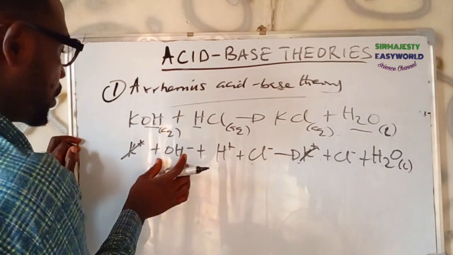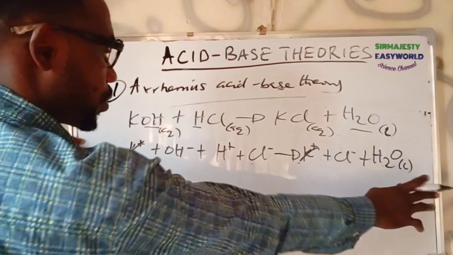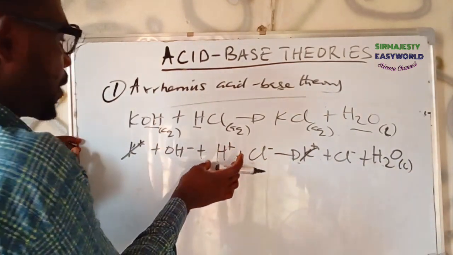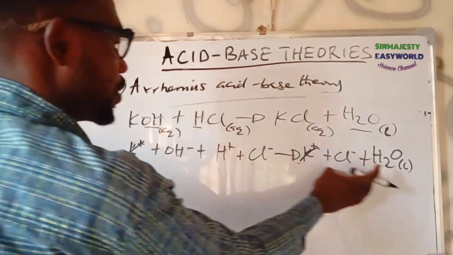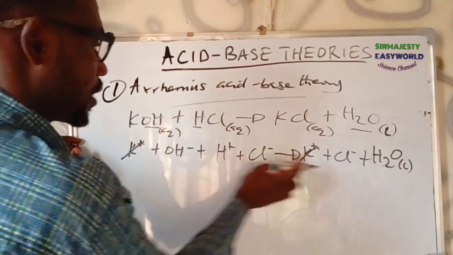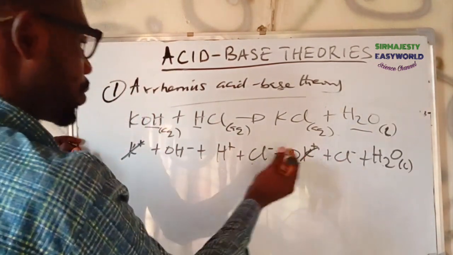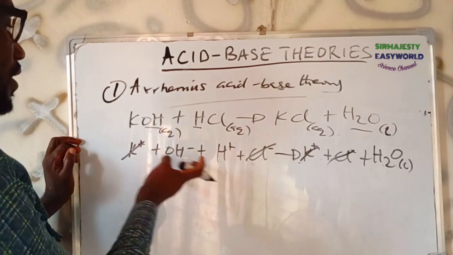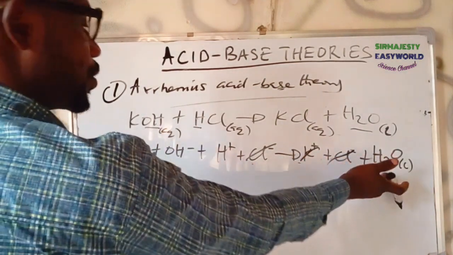Then OH is on this side. Do I have another OH on the product side? There is no OH. So OH survives. Hydrogen ion is here. Do I have anyone here? No. Hydrogen ion survives. Chloride ion is on the reactant side. Chloride ion is on the product side. Therefore, I'll strike them. So what survives at the end is the OH minus plus H plus, giving you water.